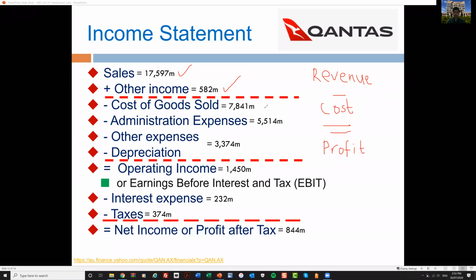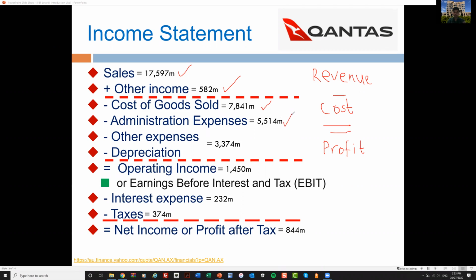Take off the cost of goods sold. So these are the costs that it incurs to keep the service running. It could be related to food and drink that it provides. It could be related to fuel. It could be related to airport fees and so forth. And that's its largest sort of operating expense.